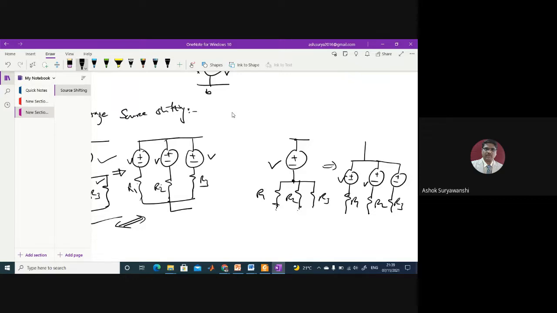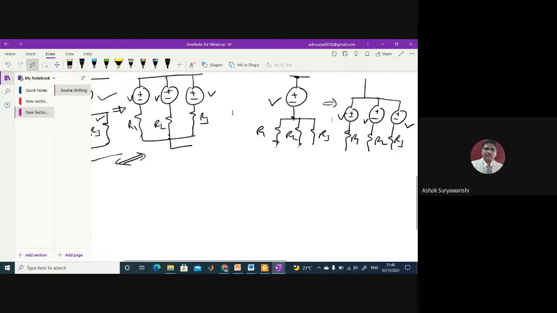So why is it so? It is because in parallel the voltage remains the same. Now here you can transform this voltage source V with R1, voltage source V with R2, similarly voltage source V with R3, and your circuit will get simplified. But here you can see in the basic case this voltage V is ideal, so you cannot use the source transformation. You have to do the source shifting first and then source transformation.